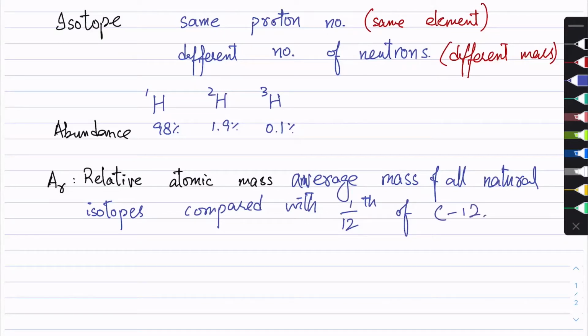So the way to find Ar is that you multiply these. So 98, if I find its Ar, the Ar will be 98 times 1, 1.9 times 2, 0.1 times 3, add it all up, and because it's a percentage, divide by 100, and that will give you the final value. Okay? So this is what we will get.